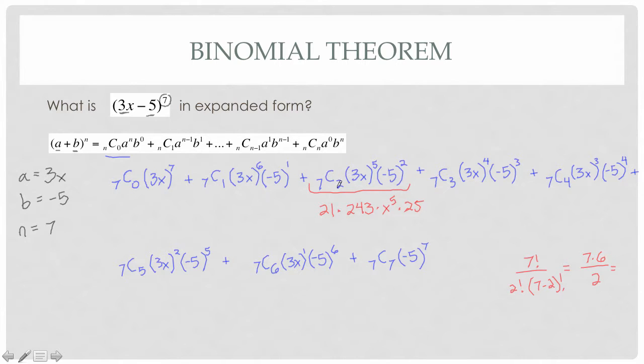There's the combinations. 7 choose 2 is 21 different combinations. 3x to the 5th is 243 times x to the 5th. And negative 5 squared is 25. And I can simplify some of that down with 21 times 243 times 25. And let me change colors real quick. We get that this term has a coefficient of 127,575 times x to the 5th.